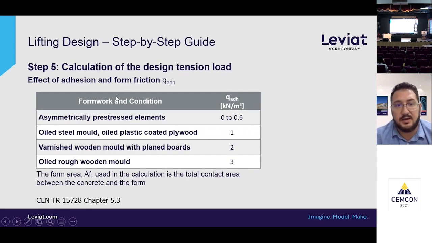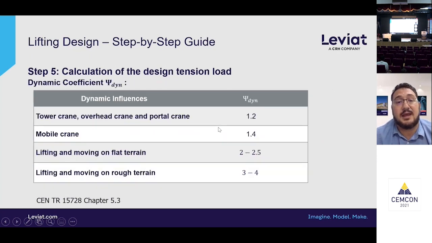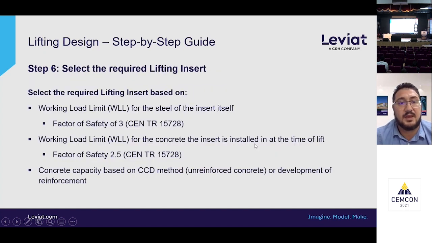So a quick guide: the suction factor for rough molds can go up to 3 kPa. And for the dynamic factor, when you're moving through rough terrain, it can create a 3 to 4 times load increase per anchor, which generally needs to be taken into consideration. I'll have this as my last slide.